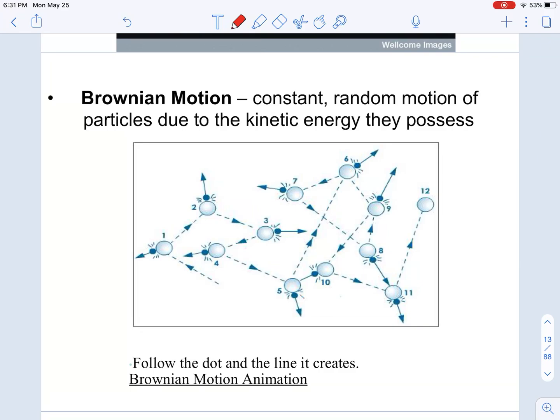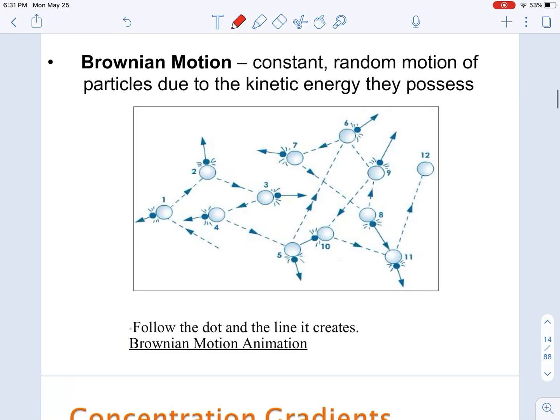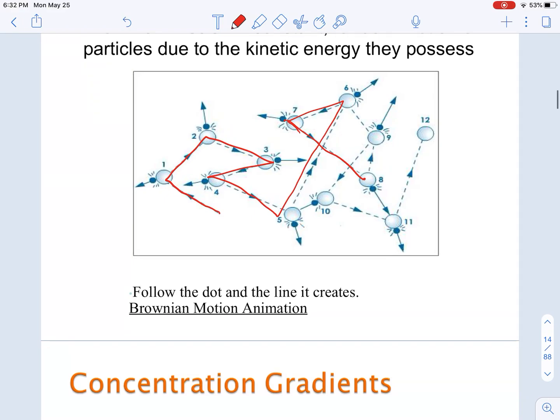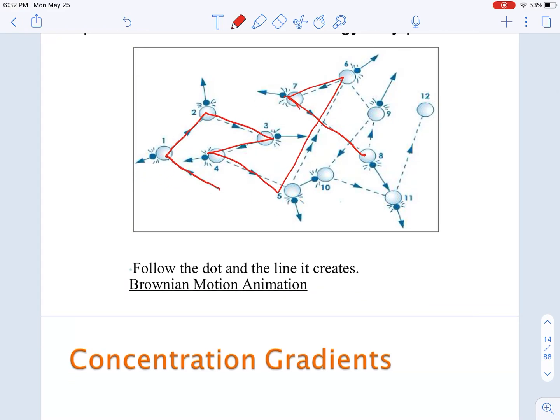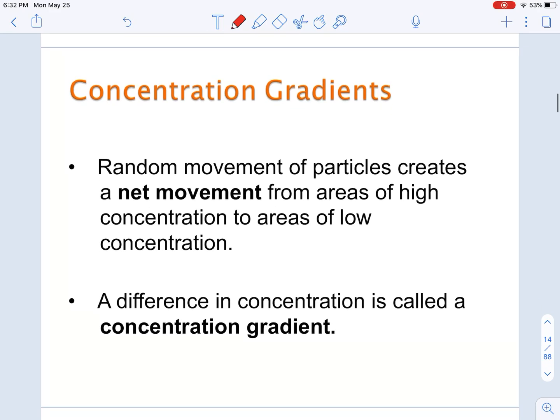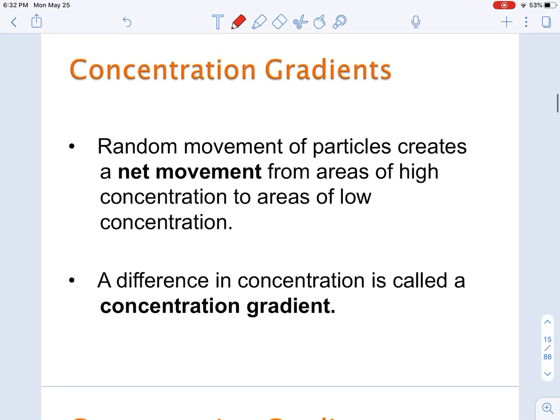So the first term here, Brownian motion, means that there is a constant random motion of particles. And so as you can see, if you follow one particle to position 1, it'll just keep bouncing around and around. And that's because whenever it hits another molecule, it will bounce off. So it's got that kinetic energy that keeps it moving.